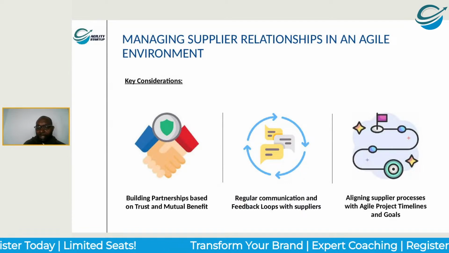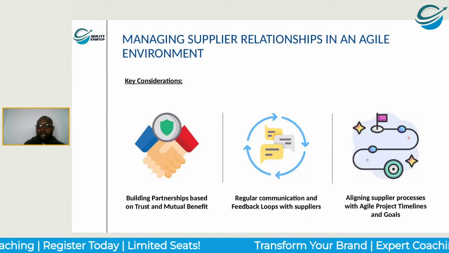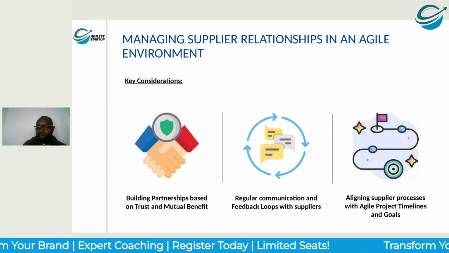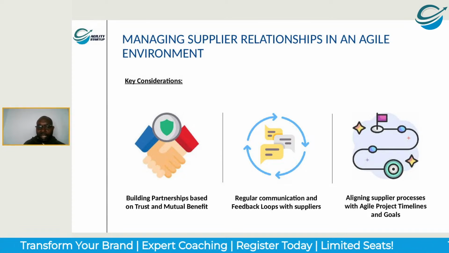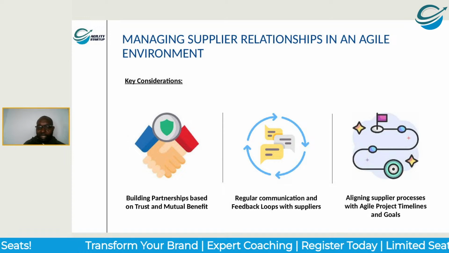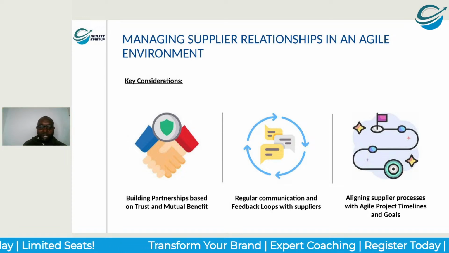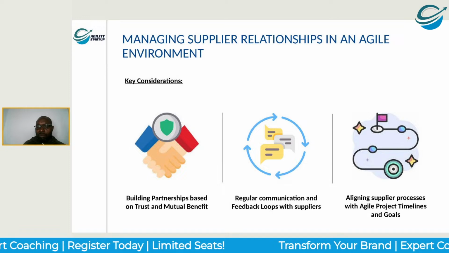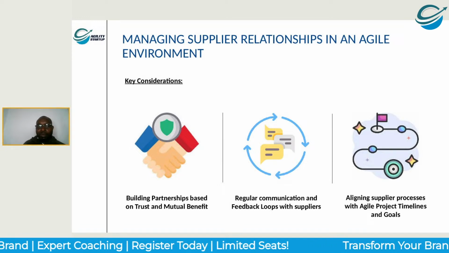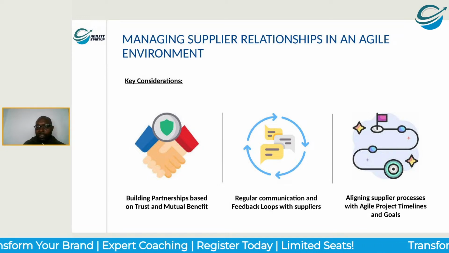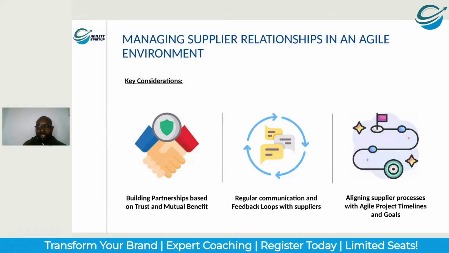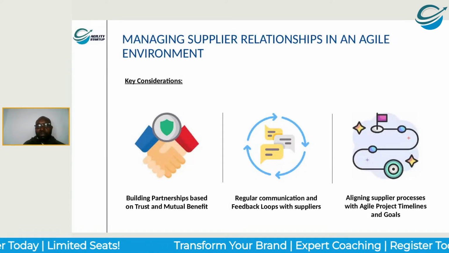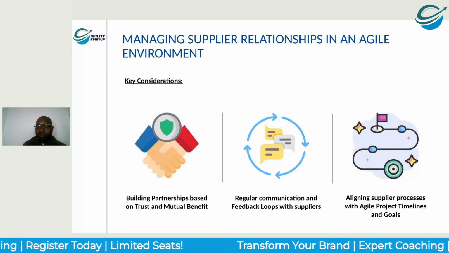An important element as well is the management of supplier relationships, with three considerations within this context: building partnerships based on trust and mutual benefit, regular communication and feedback loops with suppliers, and aligning supplier processes with agile project timelines and goals. So these are some of the considerations when we speak of the management of the supplier relationship.